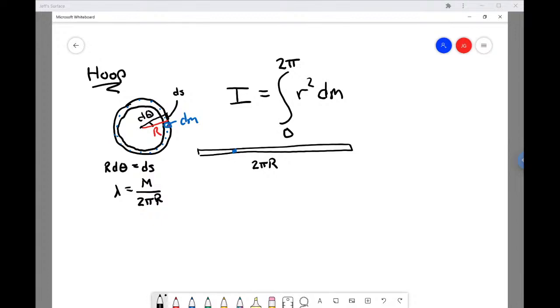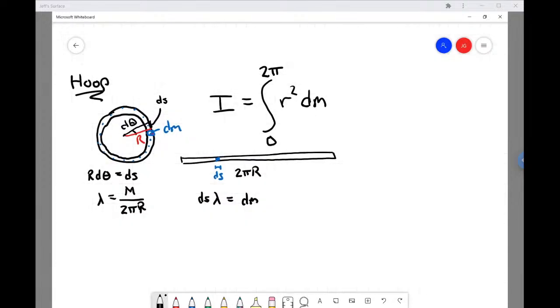All right, so then the only last thing we need to connect this all together is a connection between ds and dm. In this picture here, ds is this little tiny length of the entire hoop when it's spread out. And if we take that little tiny length and multiply by this linear density, we'll get the mass of that little tiny chunk, dm. So dm equals ds lambda. So let's put all this together into our integral and see if we have succeeded in matching our limits of integration with the thing we're integrating with respect to.